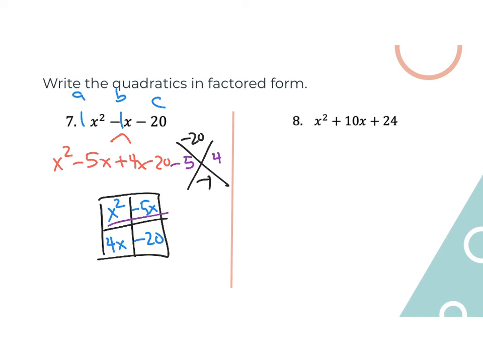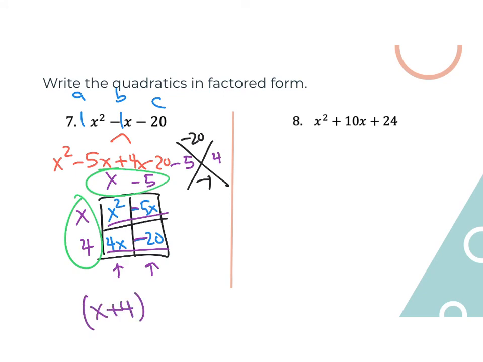GCFs: x squared and 5x have an x. 4x and -20 have a 4. X squared and 4x have an x. -5x and -20 have a -5 this time, because they both have a negative in front, so I've got to take it out. So my factors are right there. They look like x plus 4, x minus 5.